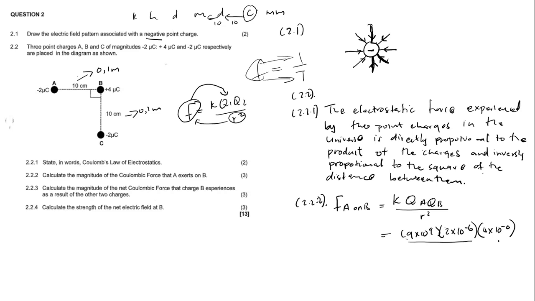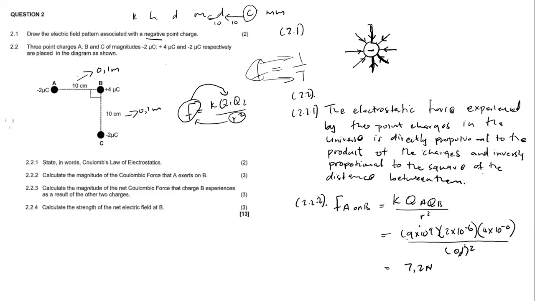And then we divide by our R in this case. Remember, it's already converted, which is 0.1. Do not forget your squared again, squared over there. And therefore, let's see on our calculator. We have 9 times 10 to the power of 9 multiplied by 2 times 10 to the power of negative 6 multiplied by 4 times 10 to the power of negative 6. I divide by 0.1 to the power of 2. And then we get 7.2.